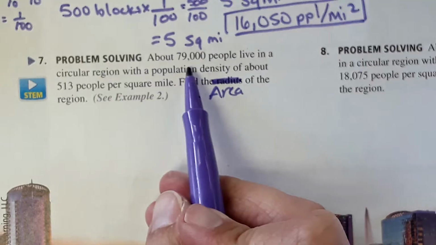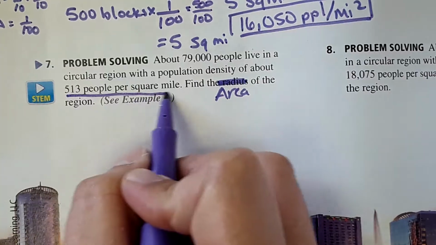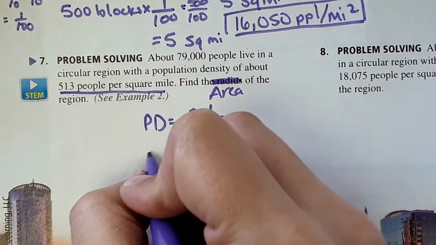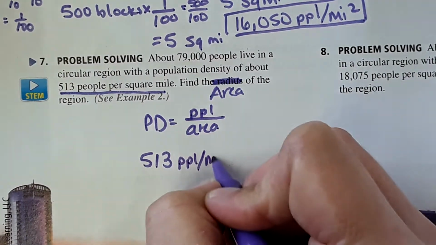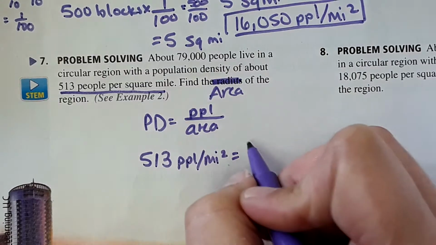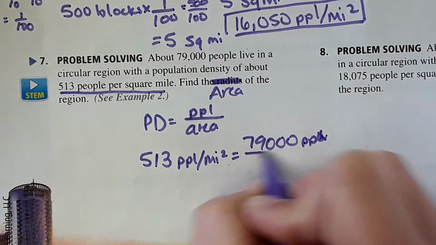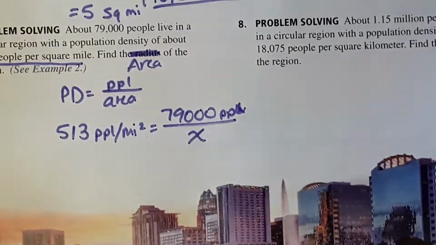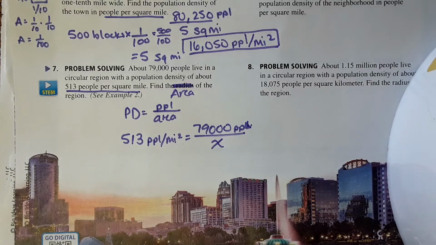So it says about 79,000 people live in a circular region with a population density of 513 per square mile. So population density equals number of people over the area. Here the population density is 513 people per mile squared, equals 79,000 people over the area, and we're finding the area. So this is going to be our x. What we need to do is solve this for x.